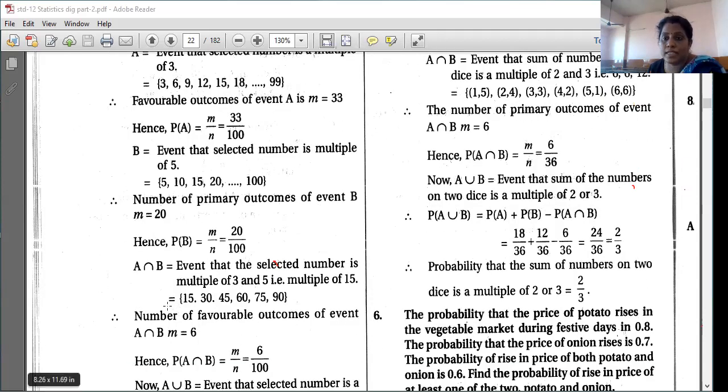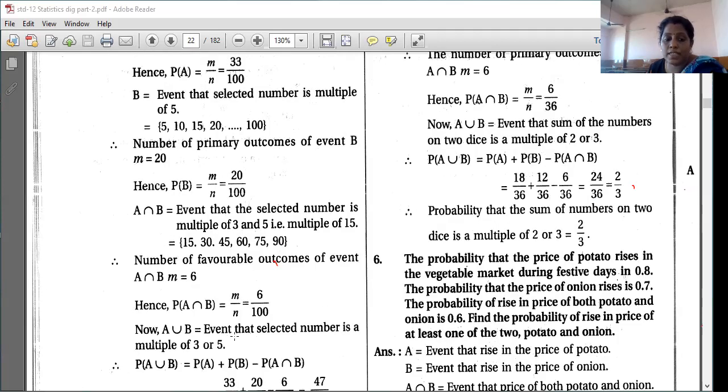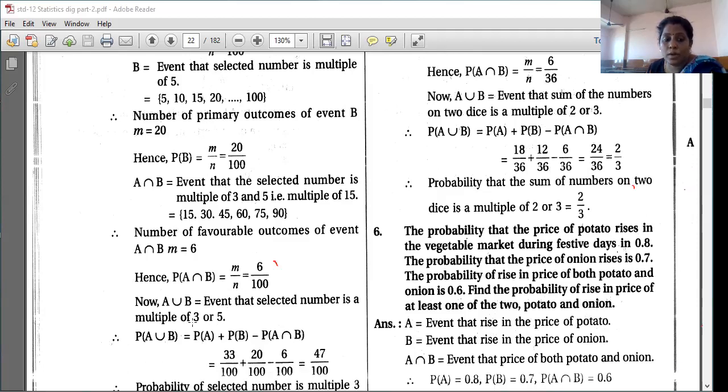So P of A intersection B we have to find, that it is a multiple of 3 and 5. 3 and 5 means 15. Right? So 15, 30, 45 till 90. So P of A intersection B will be m upon n, that is 6 by 100. Now A union B we have to find, P of A plus P of B minus P of A intersection B.